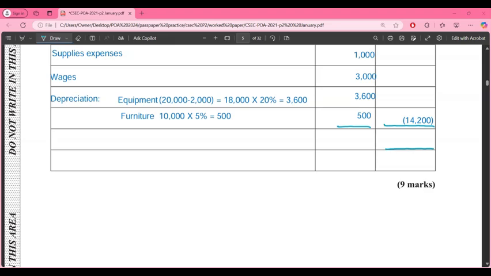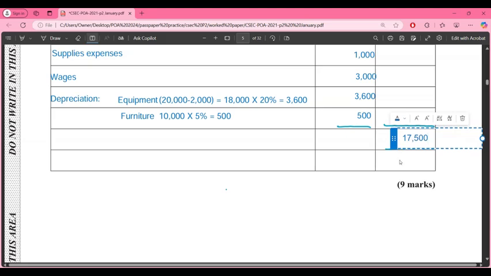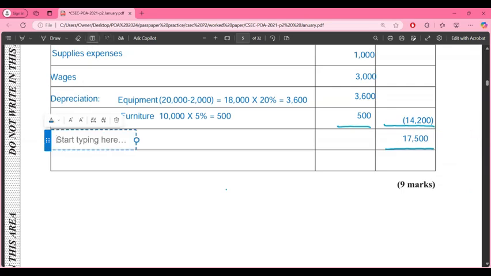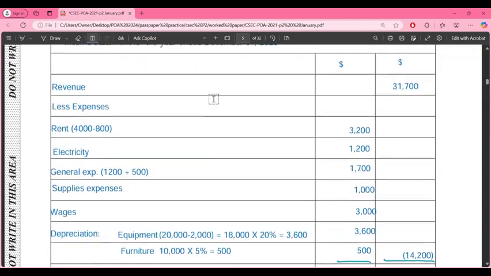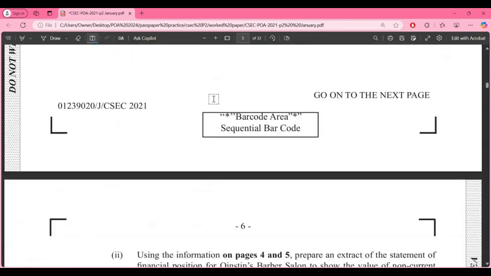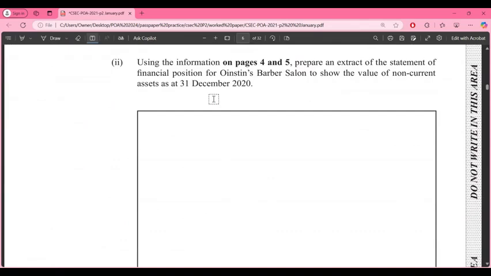So the total is 14,200. That's the total expenses that we have incurred for the year ended 31st of December 2020. And we have a 31,700 revenue, and to get our net income, you take your expenses from your revenue, and the net income for the year ended 31st of December 2020 is 17,400.